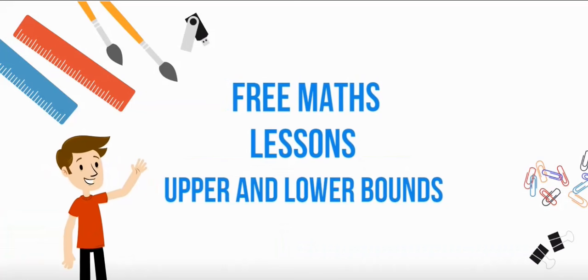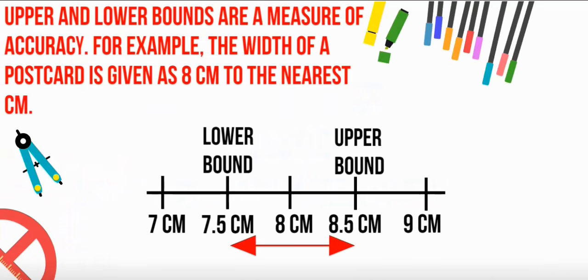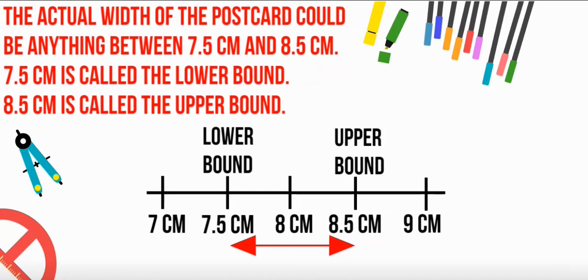Free maths lessons, upper and lower bounds. Upper and lower bounds are a measure of accuracy. For example, the width of a postcard is given as 8 centimeters to the nearest centimeter. The actual width of the postcard could be anything between 7.5 centimeters and 8.5 centimeters.